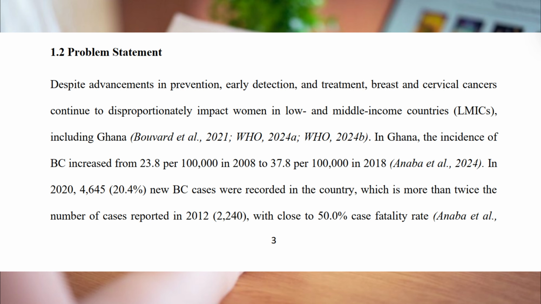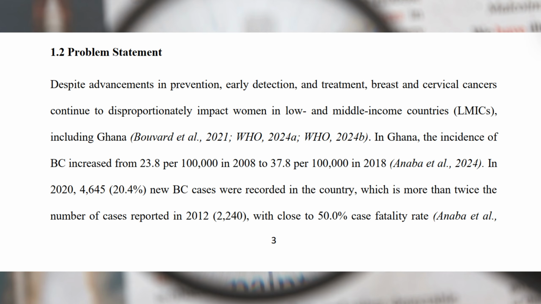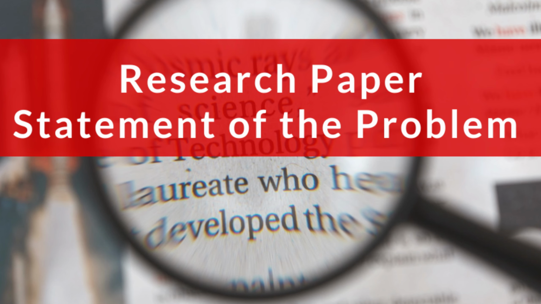First, ground. You have to start by establishing the context. What is already known about your topic? For example, we know that study habits influence academic performance. So this gives the reader a starting point.